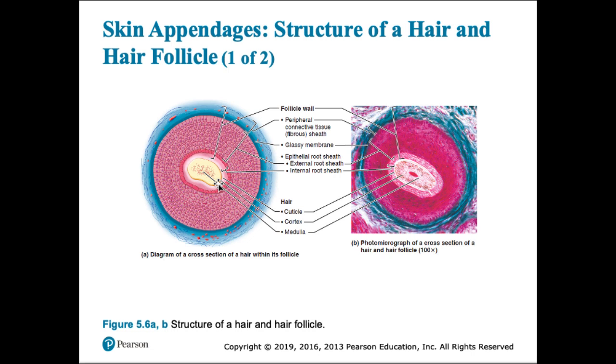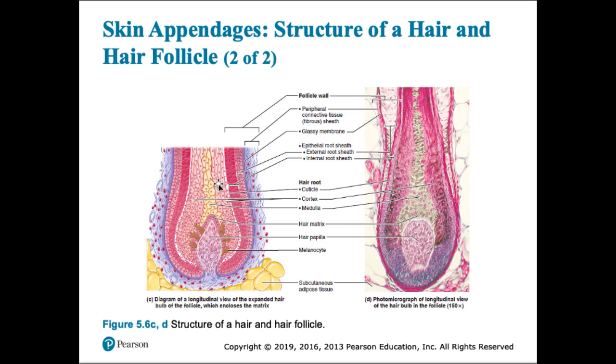And so you kind of see the different layers that make up each one of those hairs. This is sort of a structure of the hair follicle itself, so you can see that longitudinal view of that expanded bulb of the follicle. You see the adipose tissue in that subcutaneous level. Cartoon image here and the photomicrograph here, showing you the different aspects of that, with the medulla and the cortex and the cuticle of that hair root, the melanocytes that are located there, the hair papilla, and the hair matrix as well.